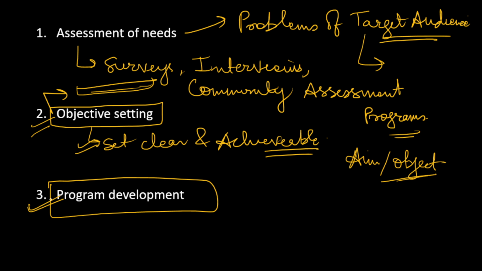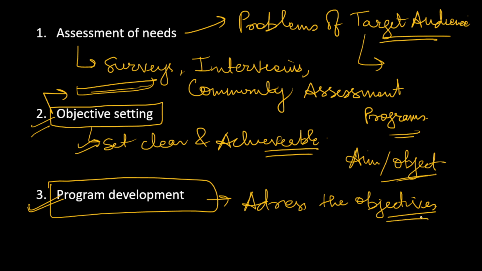Here we will address every need and objective. Whatever objectives we have set, we will address those objectives here. And secondly, we will also write the methods through which we are going to implement the program. Methods should be clear and specific, through which the program needs to be implemented.